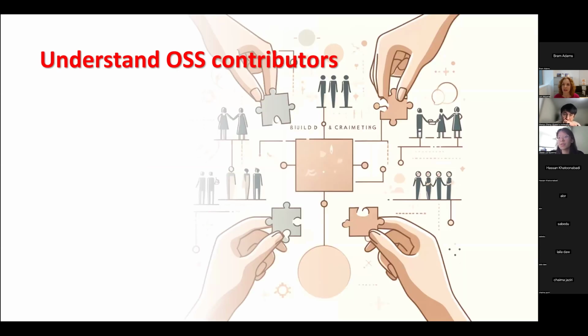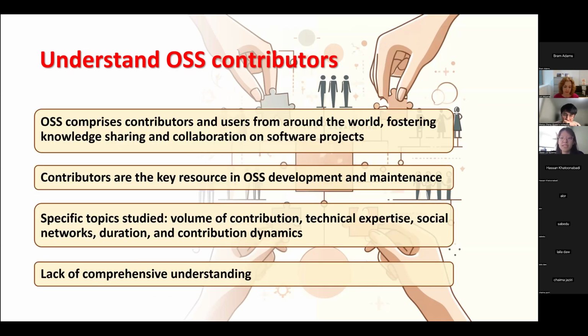So, first of all, open source software is now a dominant model in software development, preferred by many developers and companies. And the OSS community comprises developers and users distributed all over the world, who share knowledge and collaborate on the software development and the maintenance. And they can contribute in many ways, such as writing source code, reporting issues, doing code reviews, and these activities are critical to the success of OSS development and evolution.